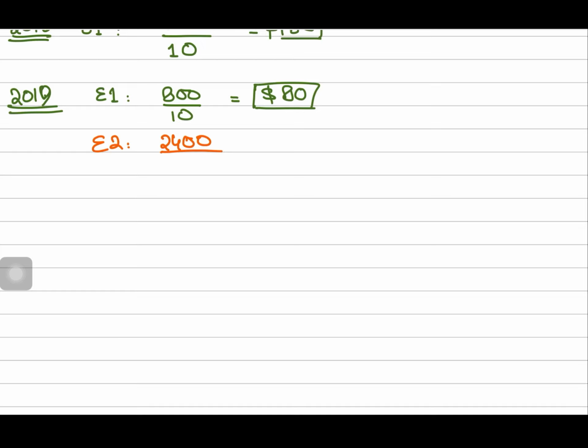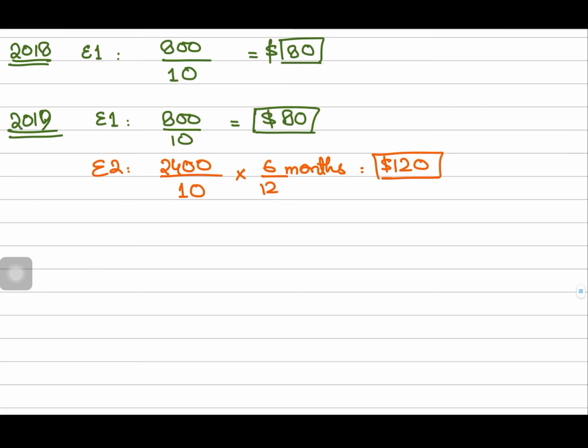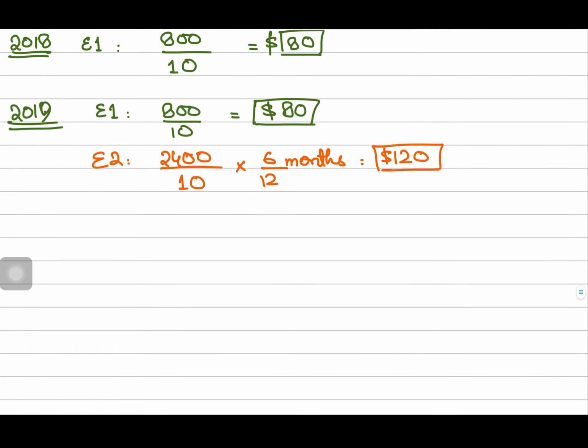2400 cost divided by the estimated useful life 10 years, but now this time I'll have to depreciate it according to the number of months that it was owned in the business. So 6 months divided by 12 months will give me a depreciation for just 6 months, and that would be $120 on both of these assets. If you are calculating depreciation separately, then it would be 1200 divided by 10 multiplied by 6 upon 12, which will give you a depreciation on one of these assets 60, and then the same for the second as well. So the same value will come, $120.